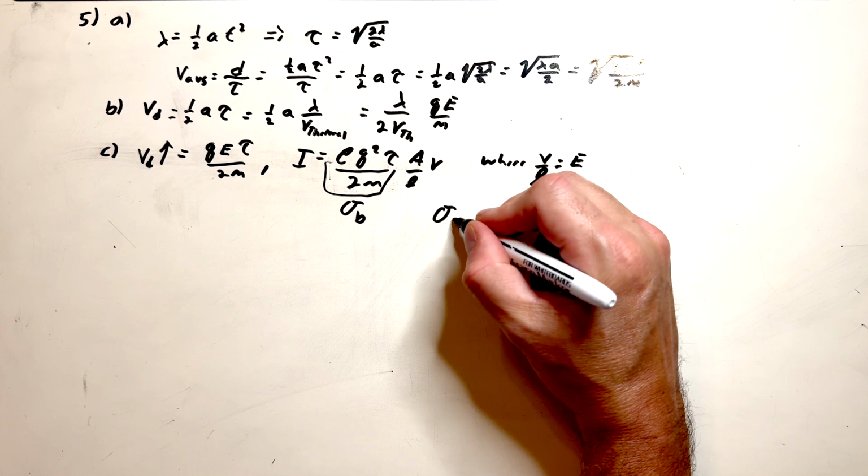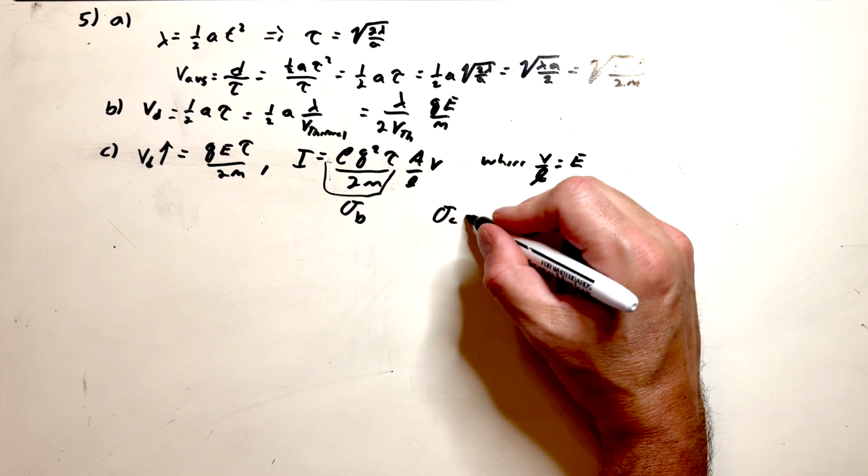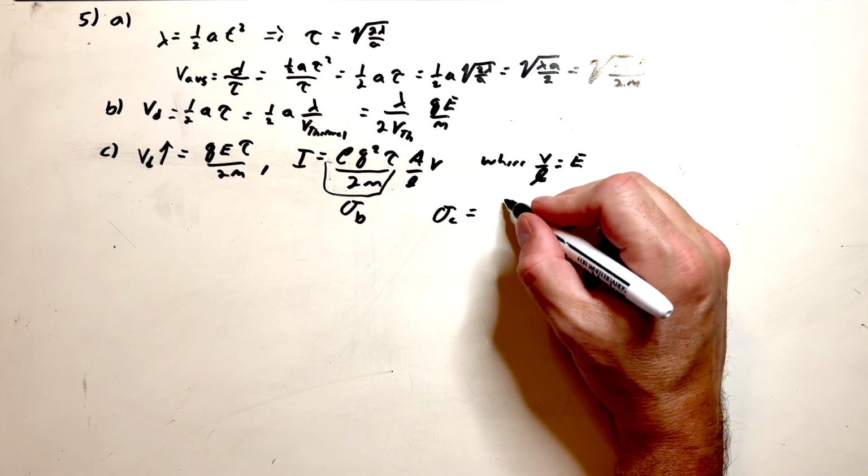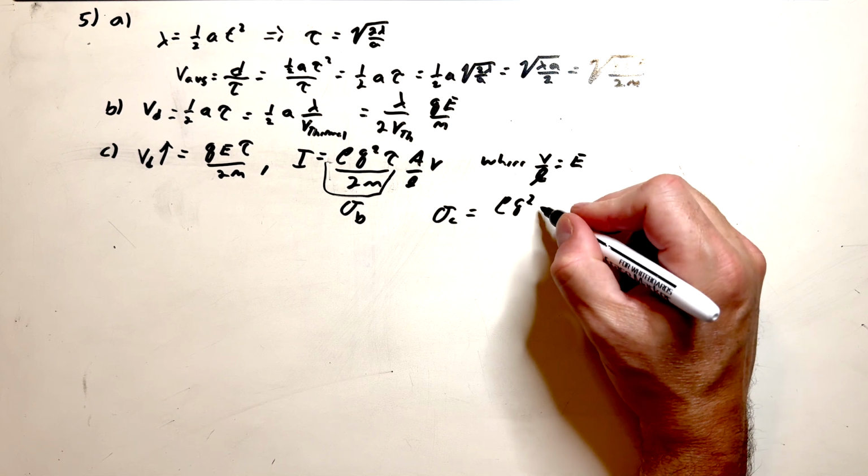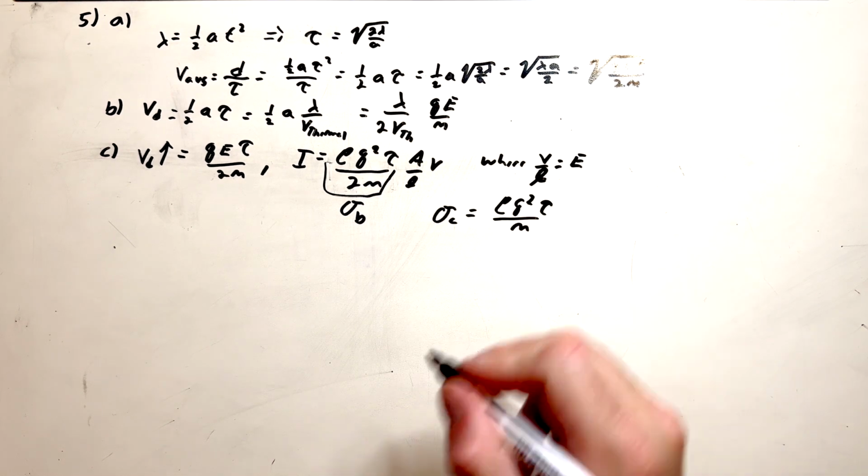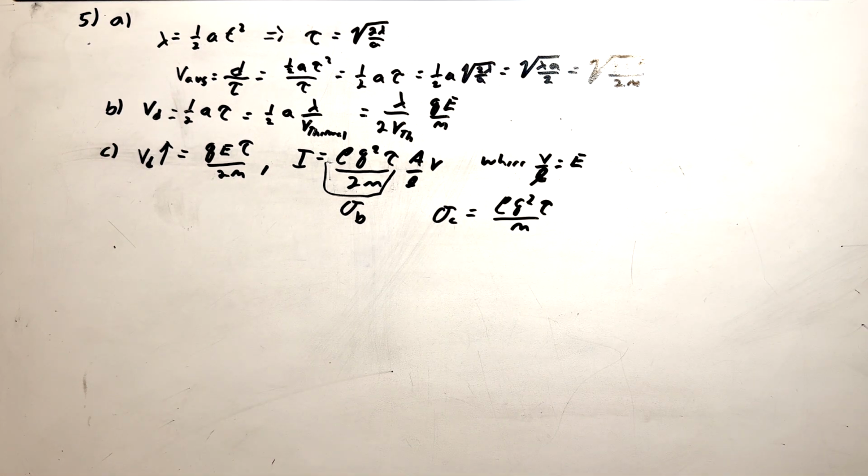But sigma in class that we got was equal to rho Q squared tau over m. And so you can see that the value that we got in part B would correspond to just half of what we got in class.